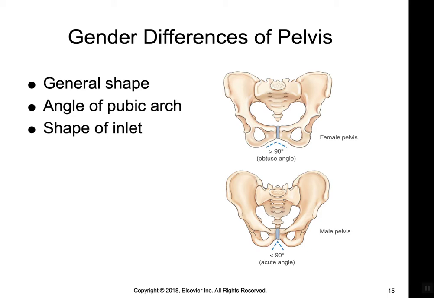So on a female pelvis, the general shape is wider. The angle of the pubic arch is 90 degrees or greater. And then the shape of the inlet is more oval. For the male, the general shape is more narrow. The angle of the pubic arch is less than 90 degrees. And then the shape of the inlet is more round, more circular instead of oval.